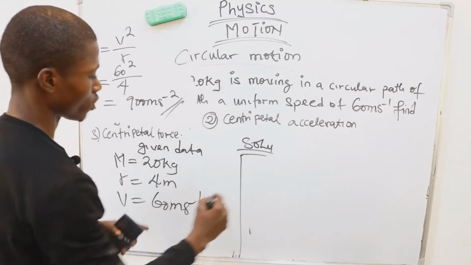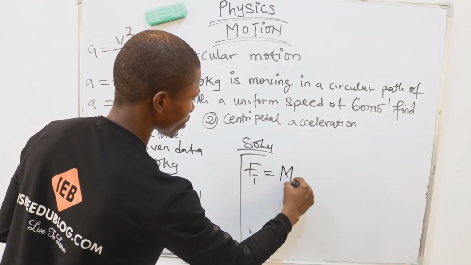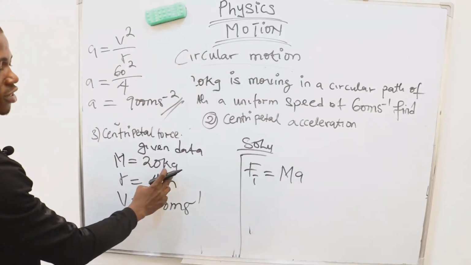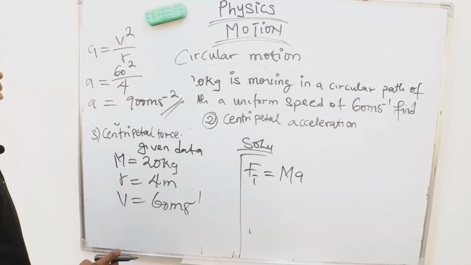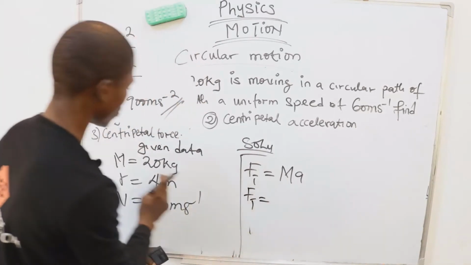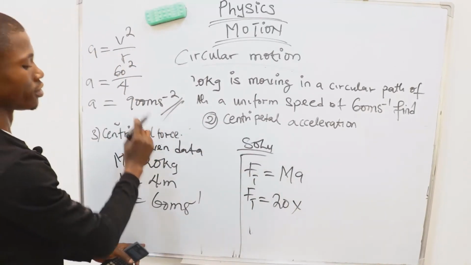Our centripetal force, F, is equal to mass times acceleration. As we know, do we have mass? Yes, we have a mass of 20 kg. Do we have acceleration? We have an acceleration of 900 meters per second squared. So our force will be equal to our mass, which is 20, multiplied by our acceleration, which is 900.